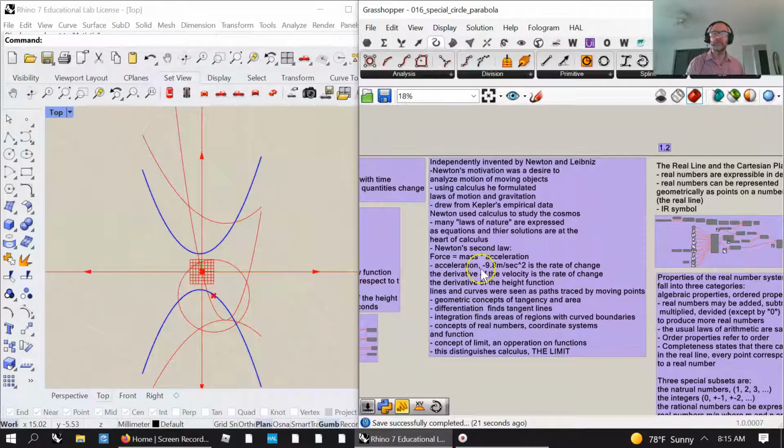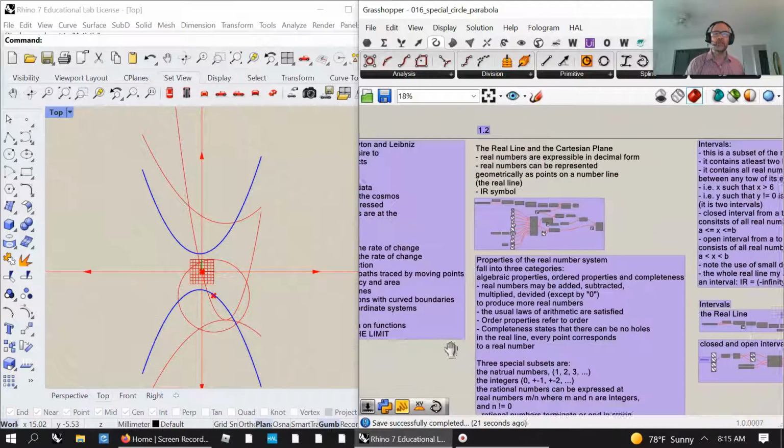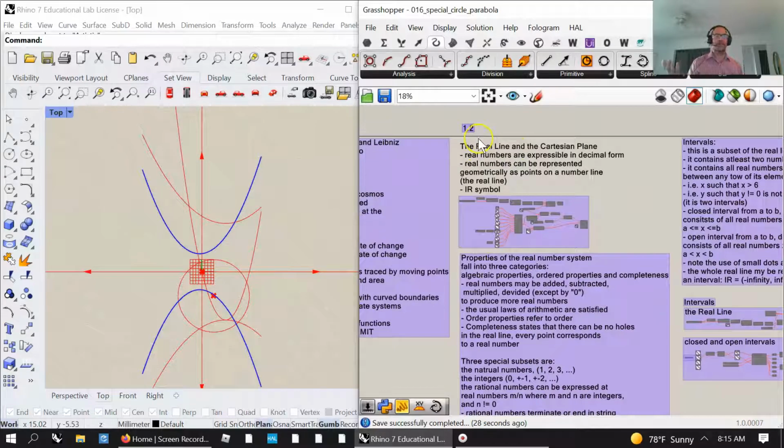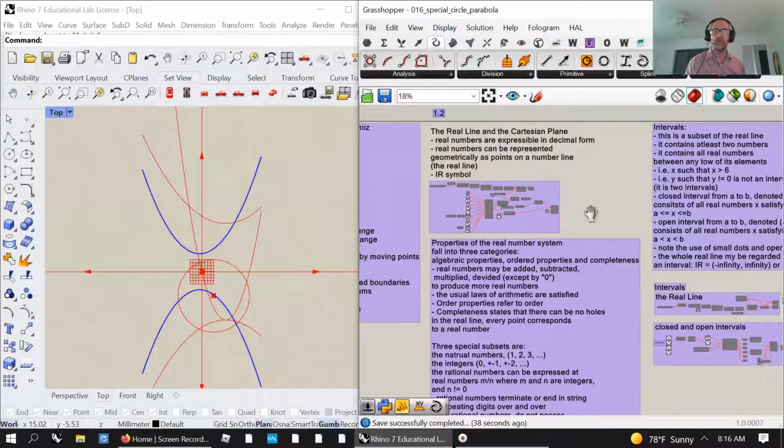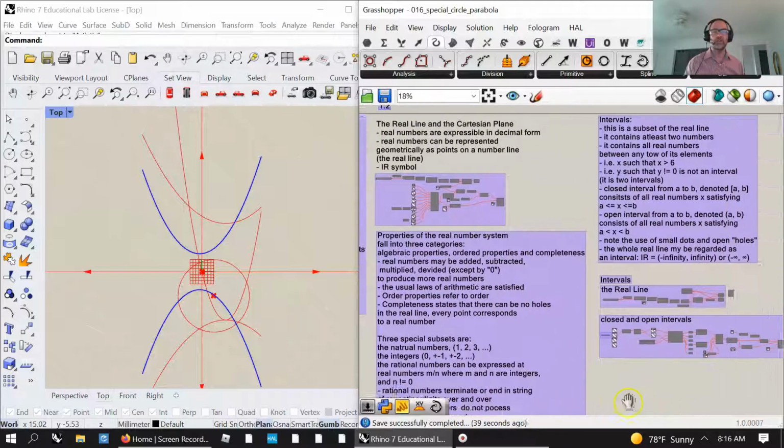Then independently invented, we talked about Newton and Isaac a little bit on it. The real line Cartesian plane is where it takes off for this chapter, and that's what we spend all the way through until we get to the functions chapter. I'm going to start a new Grasshopper document under functions because this one really was owned by the line and Cartesian plane. And I went in so far as to find the properties of those. We talked a little bit about it.